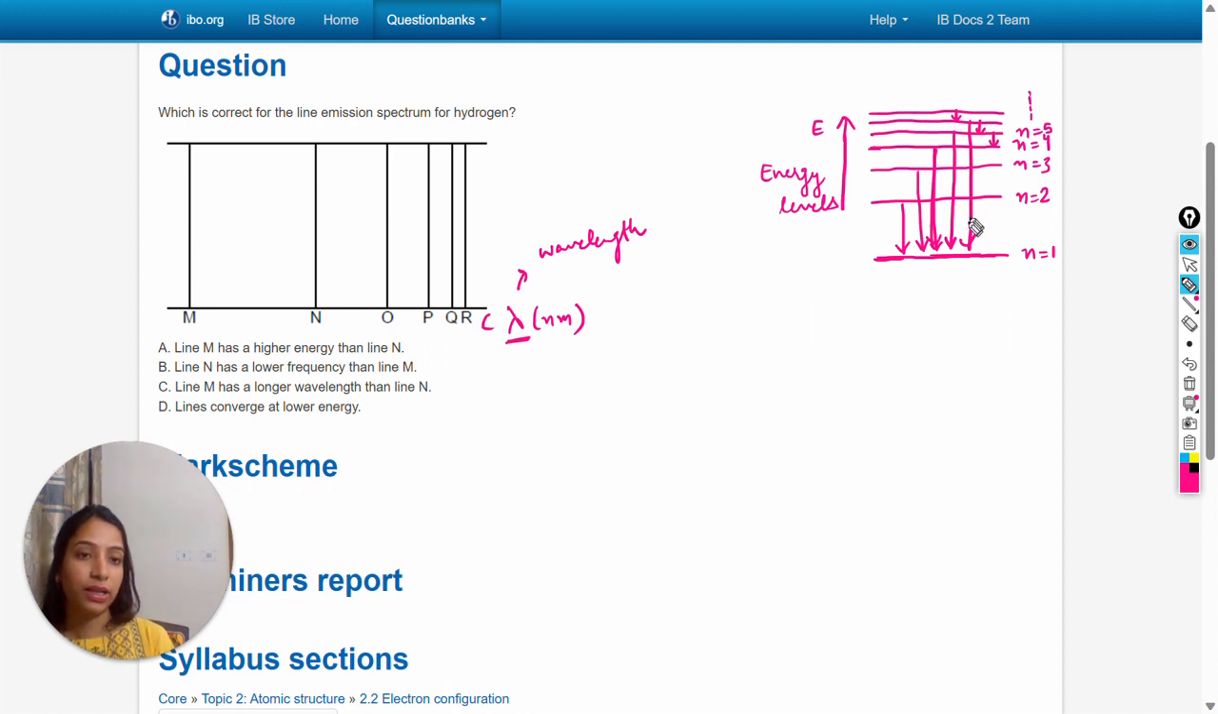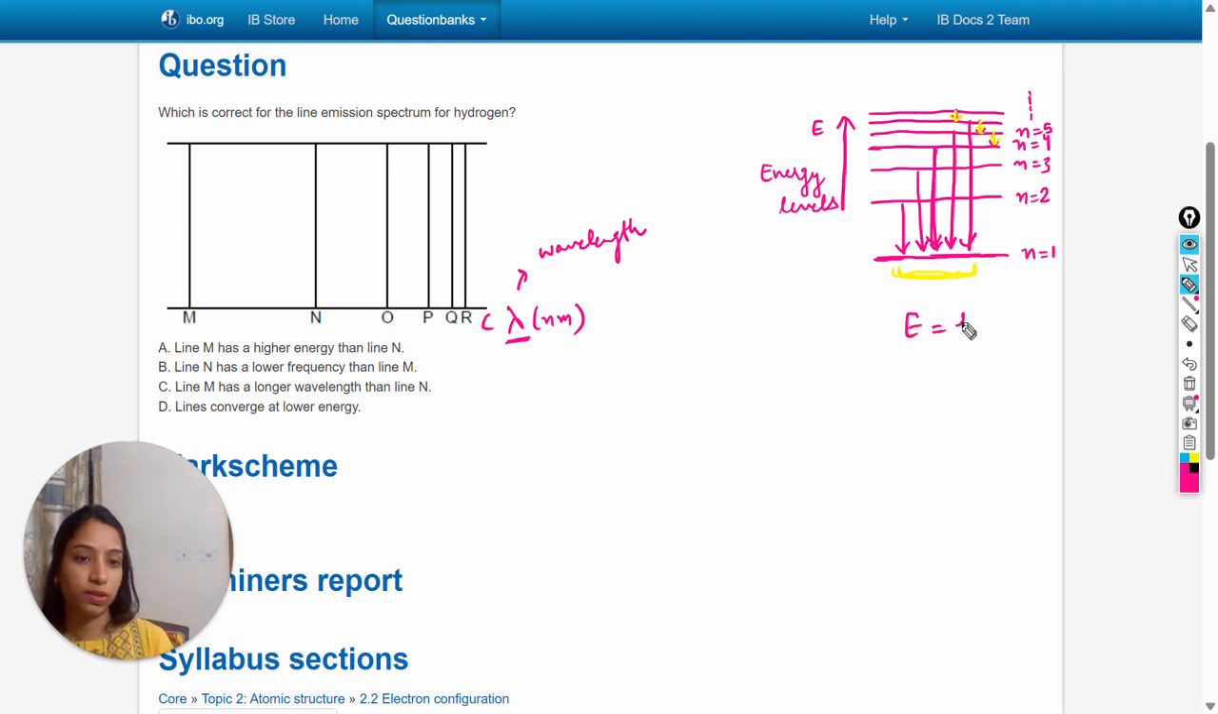These are the emissions. These arrows are showing that electrons come back to the ground state and energy is released. So these emissions have a higher energy gap. We can see that here the energy gap is more compared to these yellow emissions, right? So these emissions have higher energy.